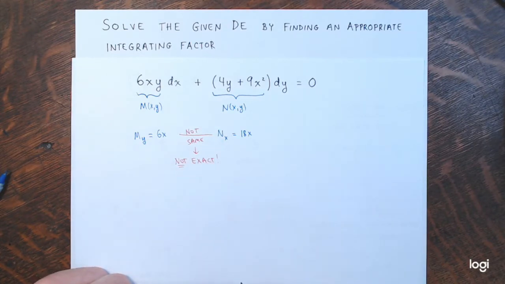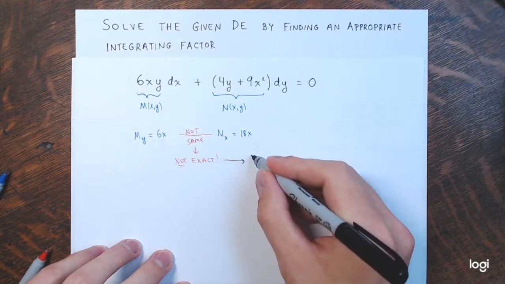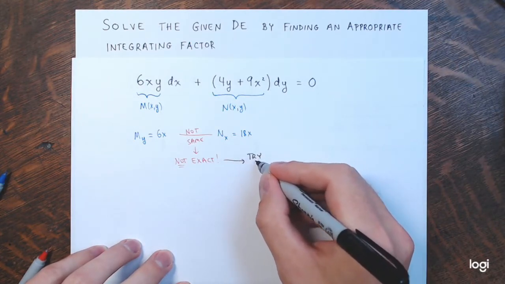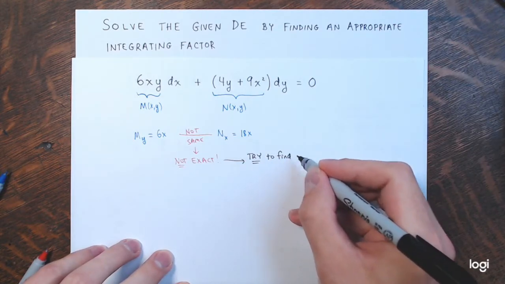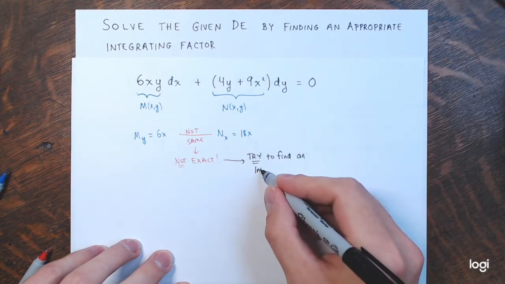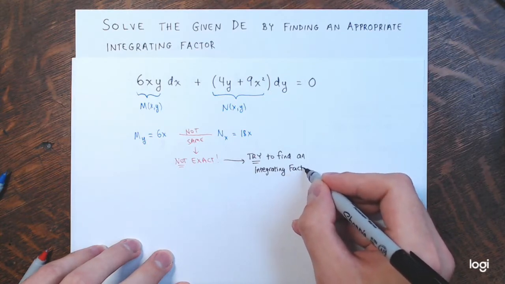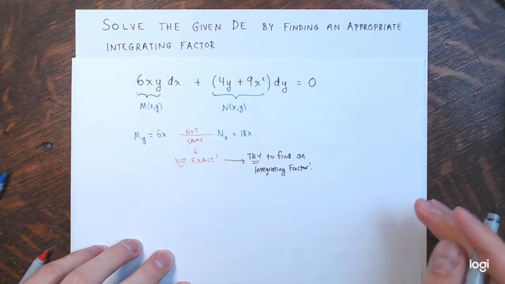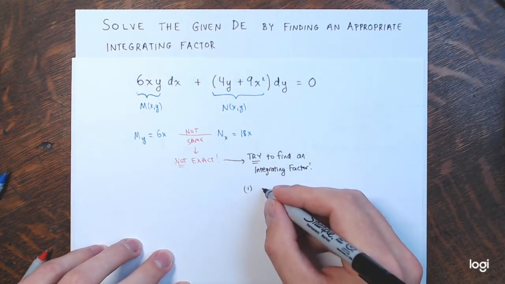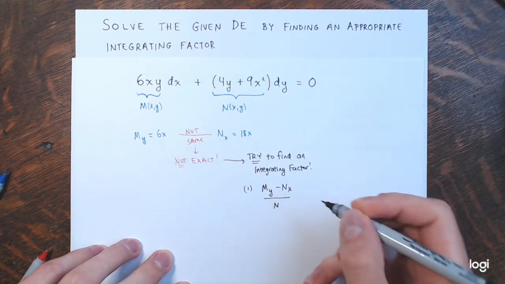yet, right? But if it's not exact, then I'm going to check to see if there's an appropriate integrating factor. All right, so I'm going to emphasize the word try. I'll try to find an integrating factor. Not always possible, but it will be, because I picked these examples so that they would be. All right. So first, I'll check that one expression, M sub y minus N sub x over N, and see if I get a function solely of x.